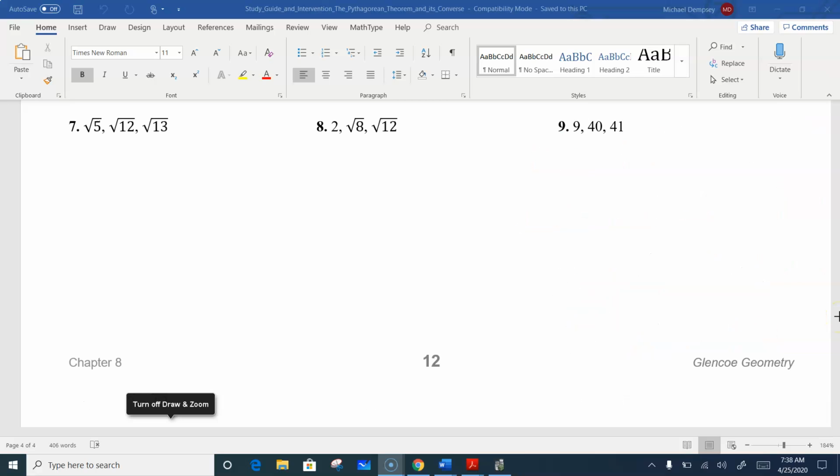Okay, I want to give you a couple of these to practice on your own, but I don't want you to panic when you see these radicals. Actually, what you should realize is that they're very, very easy to work with. So I'm still going to take root 5 and root 12. They're the two smaller sides.